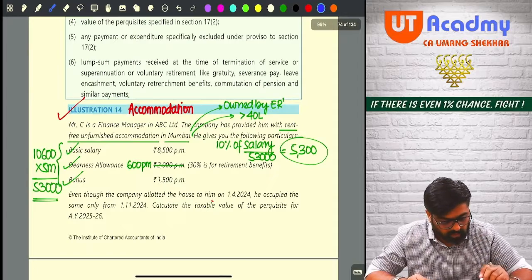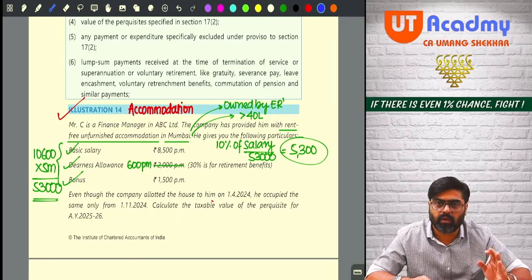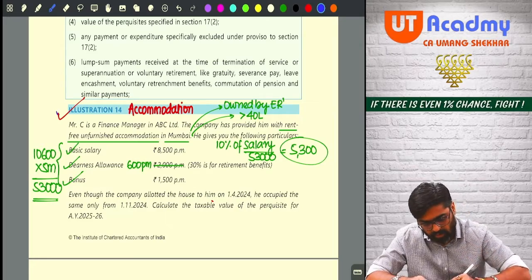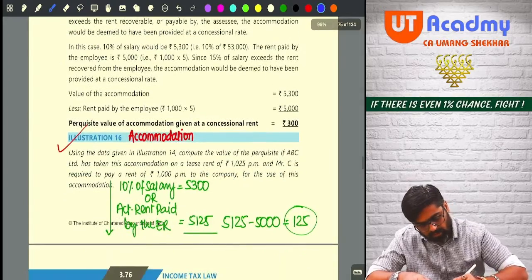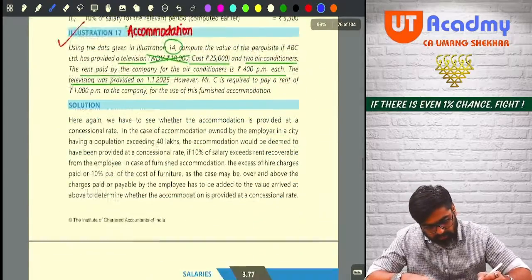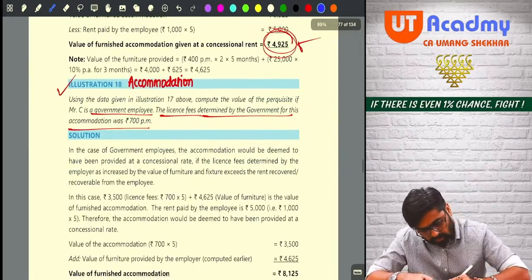14th. Have we done 14th? Accommodation facility? 14th to 18th, I guess done. All done, 14th to 18th. Okay, no? Accommodation facility. 14th is done. 15th is also done. 16th is also done. Then 17th is also done. 18th is also done.